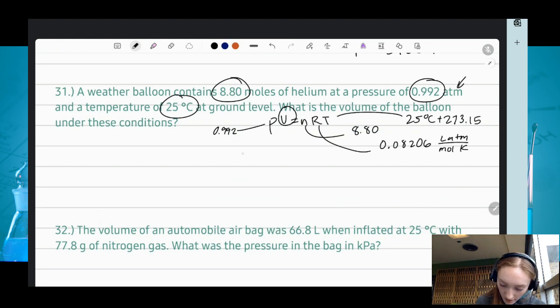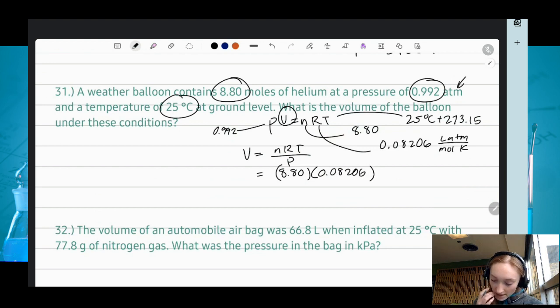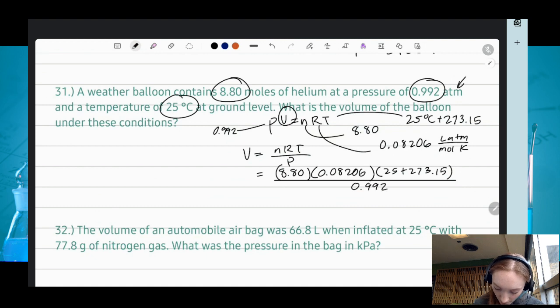and so we'll get volume equals nRT divided by P, and so now all we have to do is plug in all of those values that we just solved for. So n is 8.80, R is 0.08206, T is 25 plus 273.15, and that's divided by the pressure, which is 0.992. And so this will all cancel out into units of liters. So the answer to this one is going to be 220 liters.